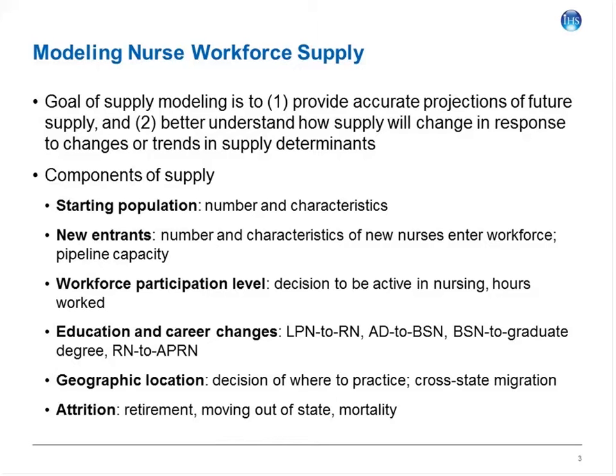Also, there are certain components of the model about geographic location, the decision of nurses where to practice. In the model, we only have limited cross-state migration, but in the broader HRSA model, outside of the web-based model, there's more capabilities to model cross-state migration. And then when we think of attrition, at the national level, it would be those nurses who are retiring or mortality, but at the state level, it could also include people moving out of the state to another state.